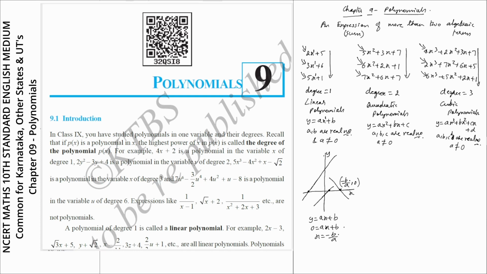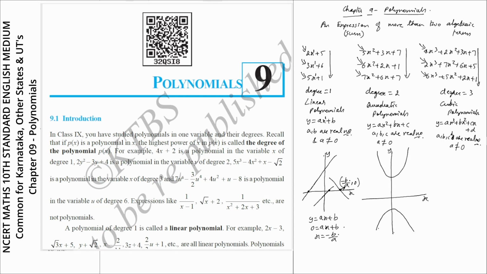So this is that point. At the point minus b by a, comma 0, the linear polynomial will meet, will intersect the x-axis. Now coming to quadratic polynomials, if we plot quadratic polynomials on an xy plane, we get curves like this, and these curves are called parabolas. So when we plot, we make it like this.